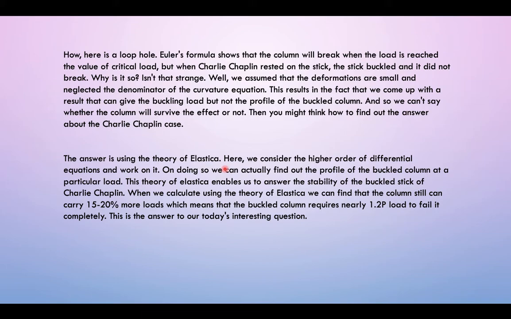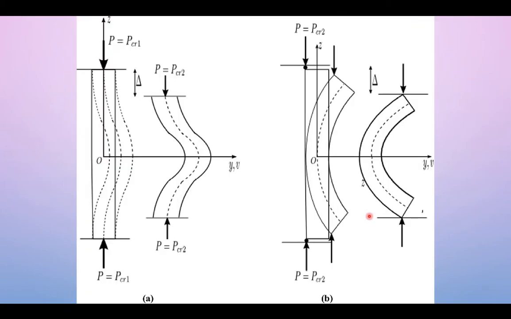By doing this, we can actually find the buckled column profile at a particular load. This elastic theory enables us to calculate the buckled column. We find the column can still carry 15 to 20 percent more load, which means that a buckled column requires nearly 1.2 P, which is the load to fail it completely. This is the interesting fact I am telling you today.